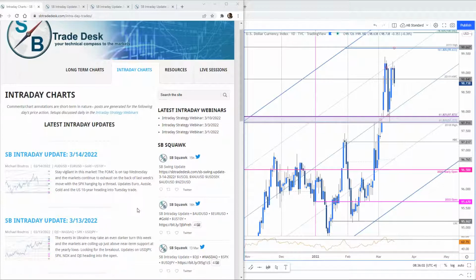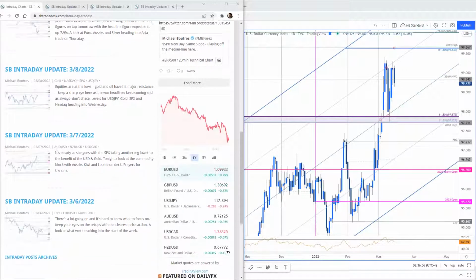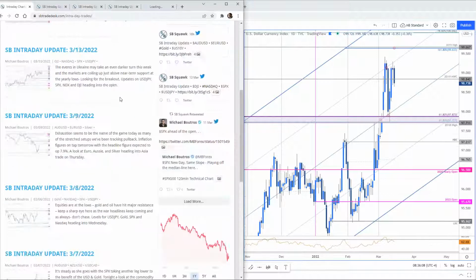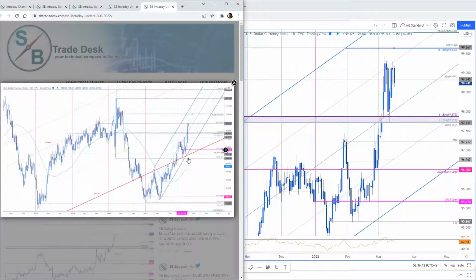So here is our last update on the DXY, way back on the 6th, and this is what we were looking at. The DXY had already broken key resistance, that was 97.70. 98.84 was the initial target. The 786 retracement was at 100 proper, 100.04. Didn't quite get there.